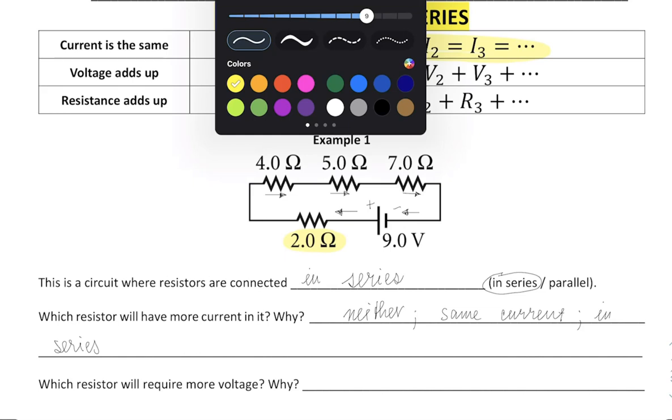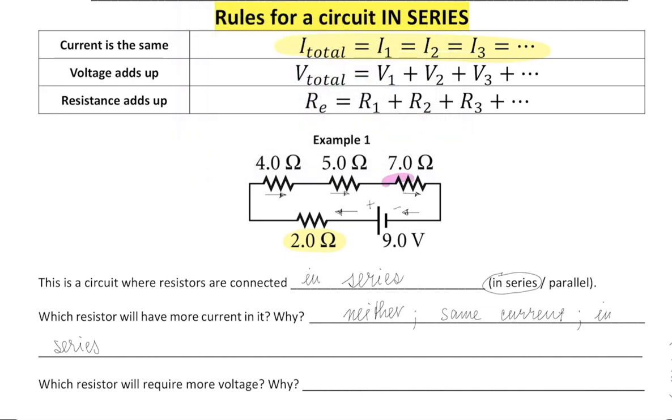And so when it talks about the resistor with the most potential difference or the most voltage across it, if we were to connect a voltmeter right here, the voltmeter would show us the biggest voltage on the 7 ohm resistor. That is because it's the most resistive one. It will take the most pressure. It will take the most effort to push the electrons through it.